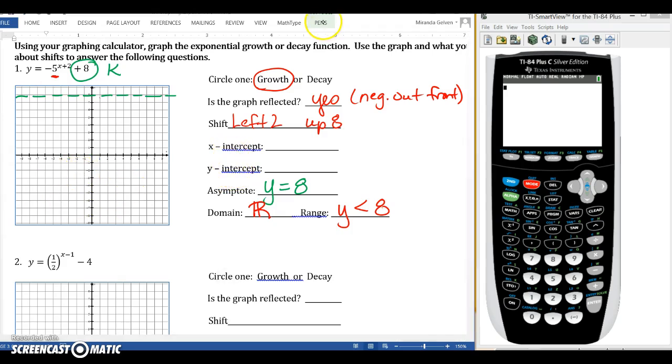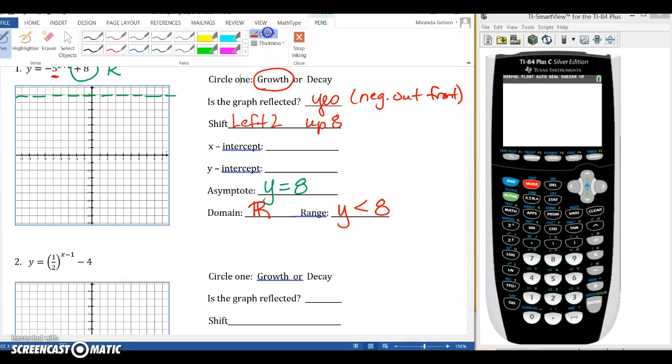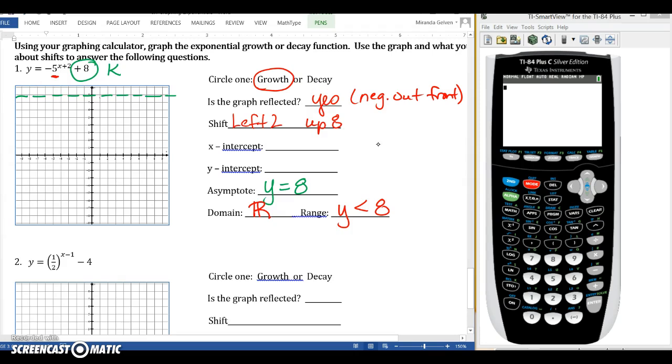Well, we're going to use the calculator. So everything I'm doing in purple now is going to be things you're going to have to get from the calculator. So go ahead and go to y equals and type in negative 5 to the x plus 2, plus 8, and go ahead and graph it. So you should be looking at what I have over here, and you notice that even though you don't see the asymptote, we can tell our function is getting close, close, close, close, close.